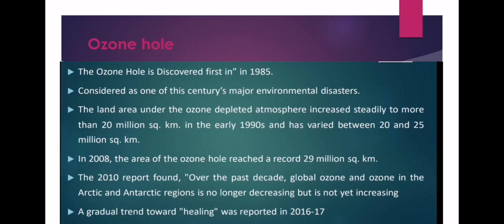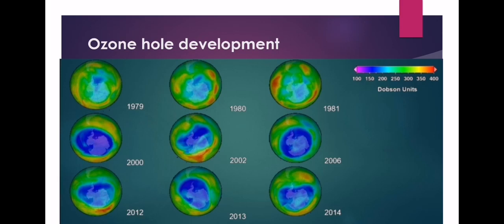the 2010 report found that over the past decade, global ozone and ozone in the Arctic and Antarctic regions is no longer decreasing but is not yet increasing. A gradual trend toward healing was reported in 2016-2017. As we can see in this photo, the ozone hole develops and expands over the years. As we can see, in 1979 it is small and it gets bigger and bigger. In 2014, it gets very big.